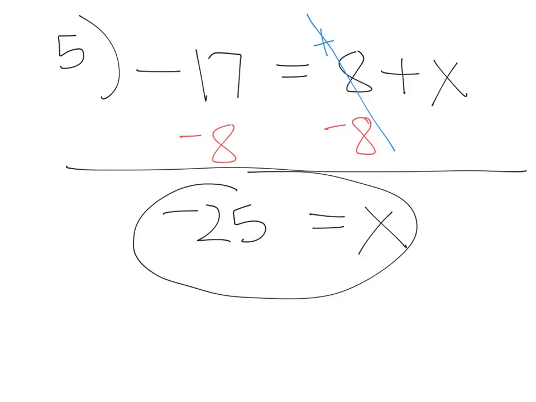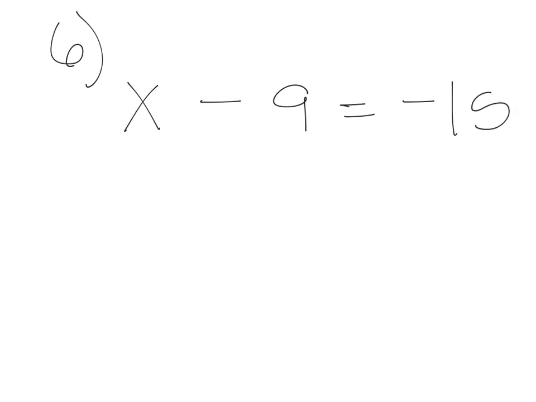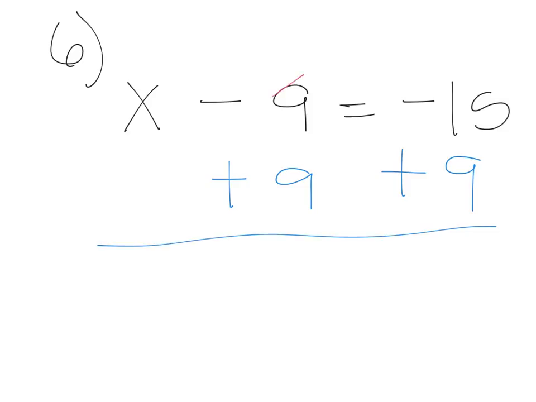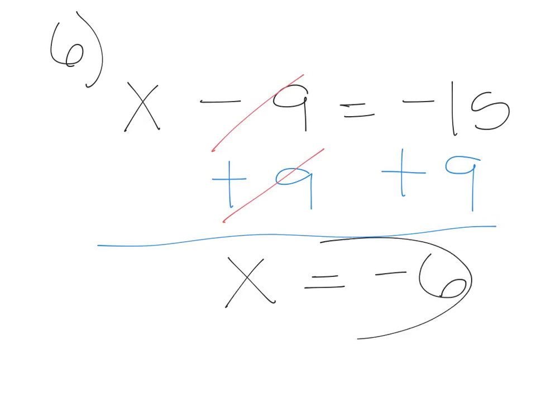Problem number 6. X minus 9 equals negative 15. Okay, instead of minus 9, I'm going to add 9 to both sides, the opposite. Minus 9 plus 9 cancel out, and we get x equals negative 15 plus 9, negative 6. So x is negative 6.